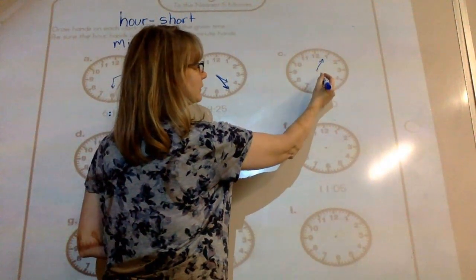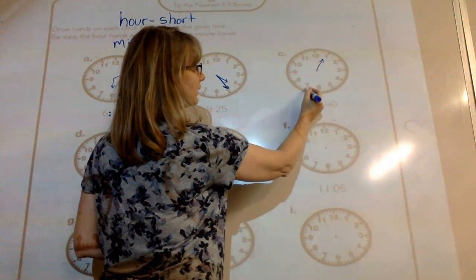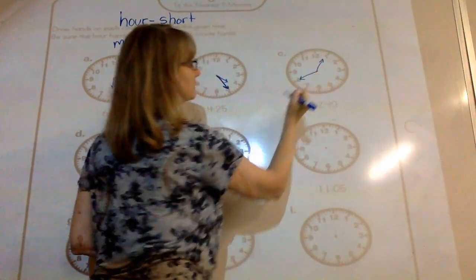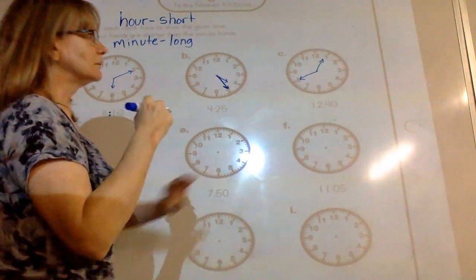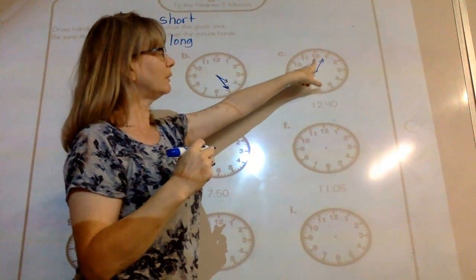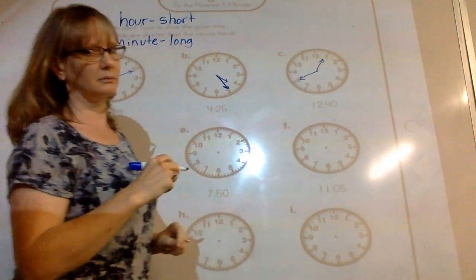And 40. This is 30, 35, 40. All the way to the 8. See, it's in the kind of danger zone around here. So my hour hand has to keep moving.